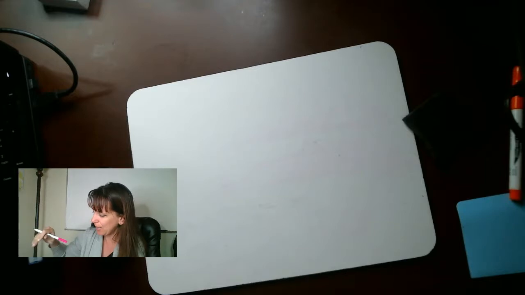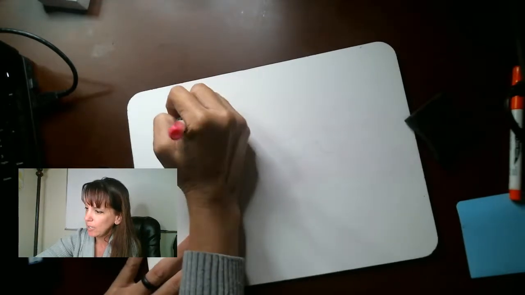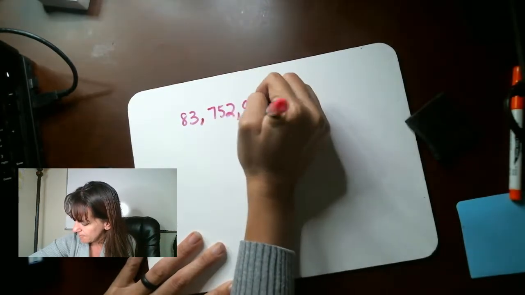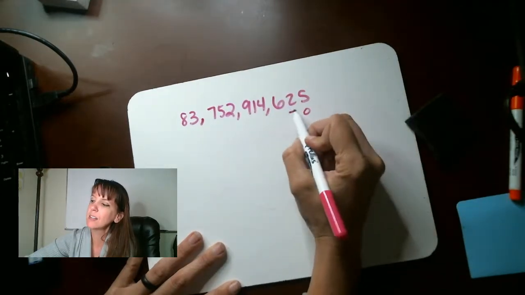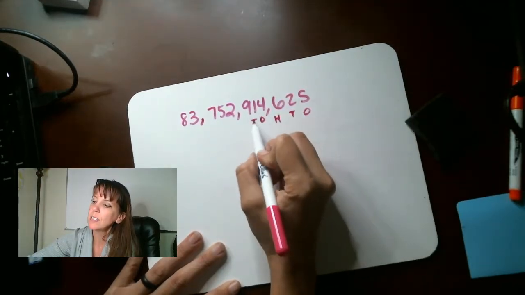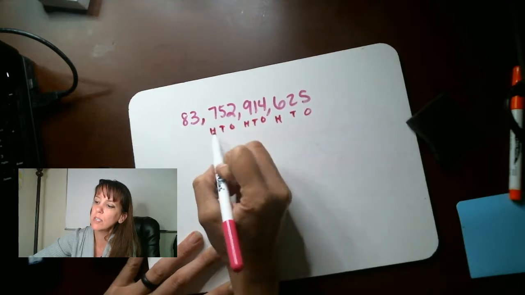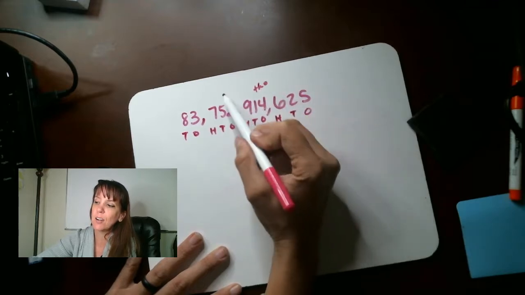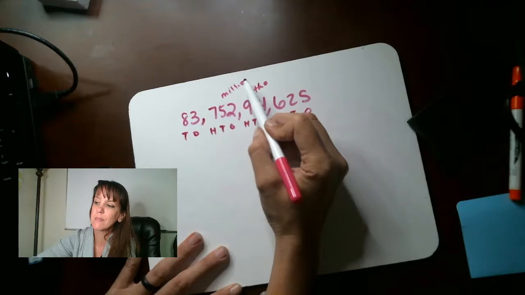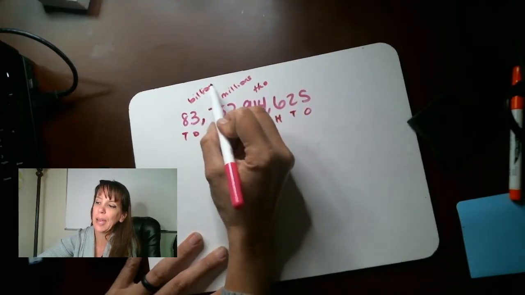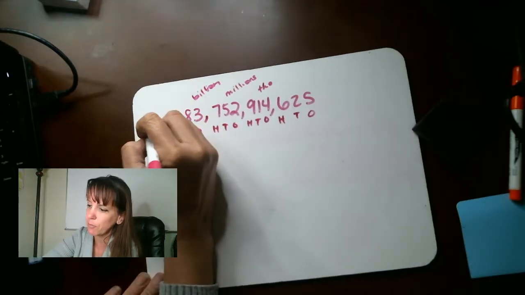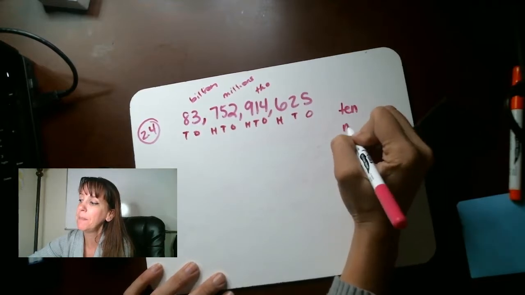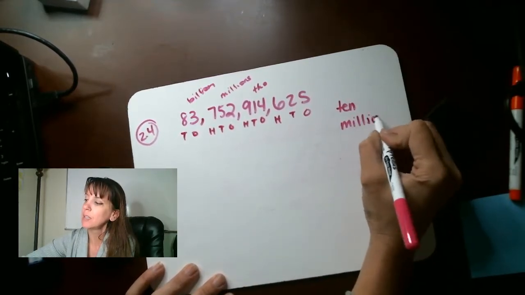Okay, looking at the next example, holy cannoli, they gave you a big one here. This is our ones, tens, hundreds, ones, tens, hundreds, ones, tens. This is our thousands. This is our millions. This is our billions. And what they are asking for on this 2.4 is to round it to the nearest 10 million.